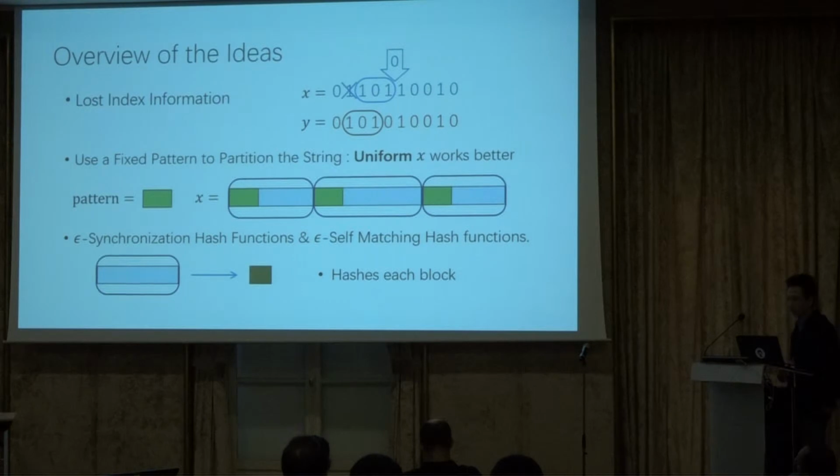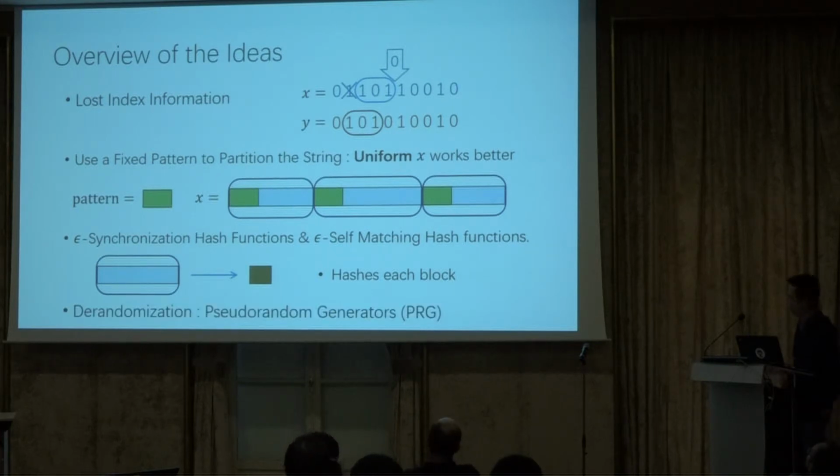Then for each block, we apply a hash function, a special kind of hash function we call epsilon synchronization hash function and epsilon self-matching hash functions. And then we will use the hash functions and the hash values to perform a match between these two strings. And we expect these matches can provide the right index information about the substrings. And lastly, we de-randomize these constructions using pseudo-random generators.